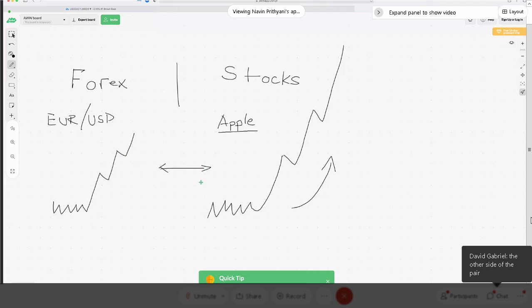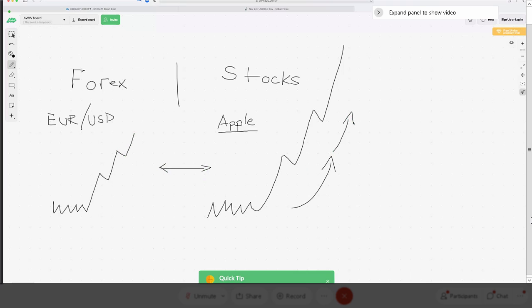Okay. Surrender, you're saying the one is limited. David, you're saying the other side of the pair. Absolutely. The further this thing goes up as a stock, that is good for the company. No one is hurt. The further this thing goes up, it's good for euro, not for US dollar. You need to understand that logic. So when things go up fast, don't buy.